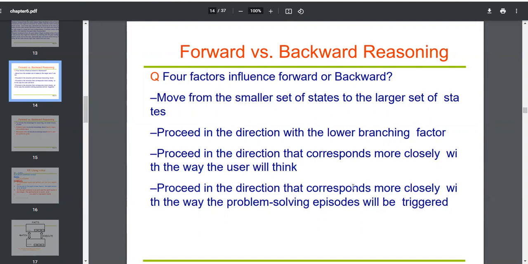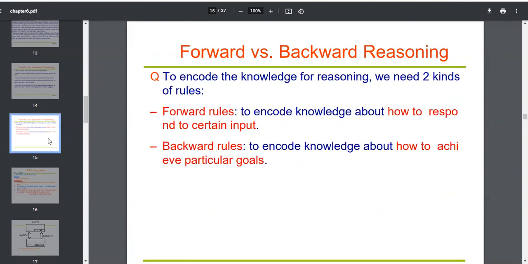Proceed in the direction that corresponds more closely with the way the problem-solving episodes will be triggered. How your problem is going to be solved also plays an important role in deciding whether forward or backward reasoning should be used. Forward rules encode knowledge about how to respond to certain inputs. Backward rules encode knowledge about how to achieve a particular goal.